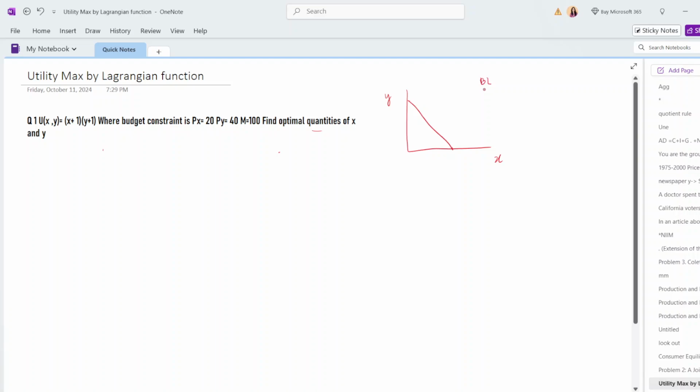In that case, I'm going to first write budget line using the information that is given to us. Price of good X and price of good Y is given over here. Let me write down general version of budget constraint first. Price of good X times units of good X, plus price of good Y times units of good Y, that needs to be equal to total income. Now we know that information is given to us in this case, so I'm going to just plug this information in. 20 times X plus 40 times Y, that needs to be equal to 100.